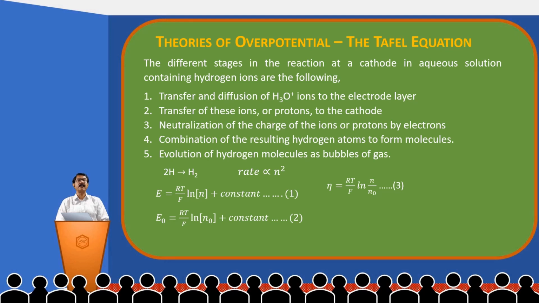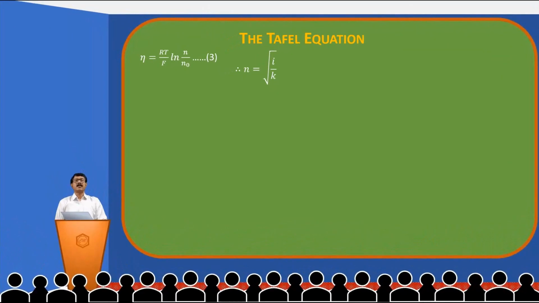We have studied earlier that I is equal to K n squared, where I is the current density and K is a constant. Therefore, we can write n as square root of I by K. Substituting for n in equation 3, eta equals RT by F ln n by n0, we get eta equals RT by F ln I raised to half divided by K raised to half into n0. And upon simplification, we have RT by 2F ln I minus RT by 2F ln K n0.